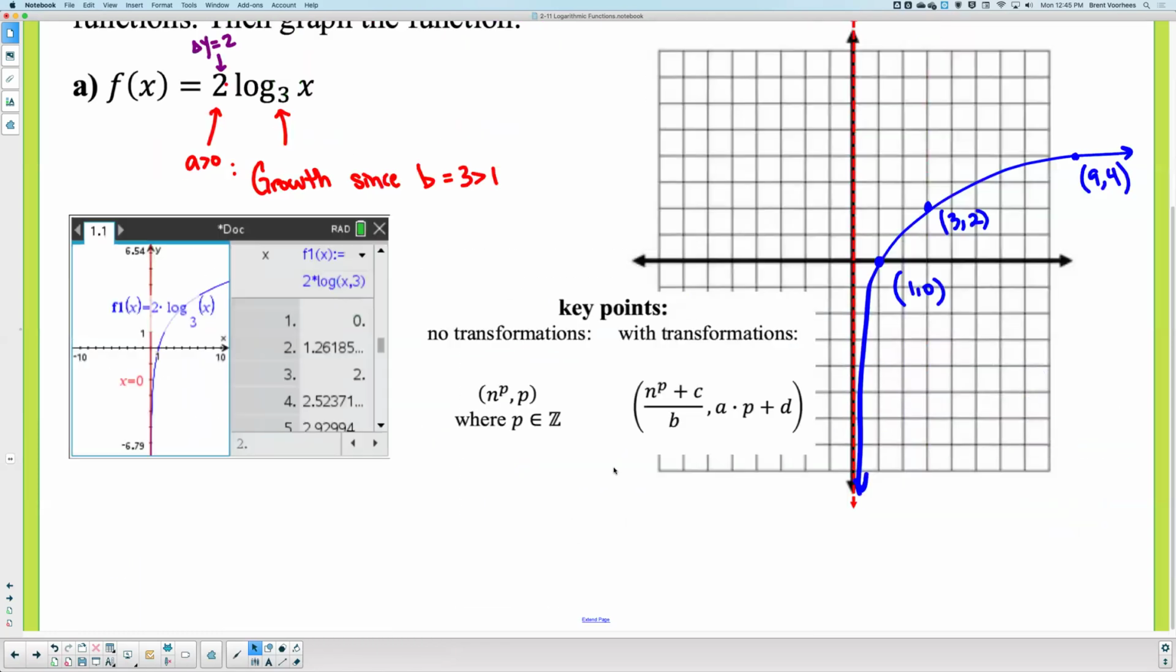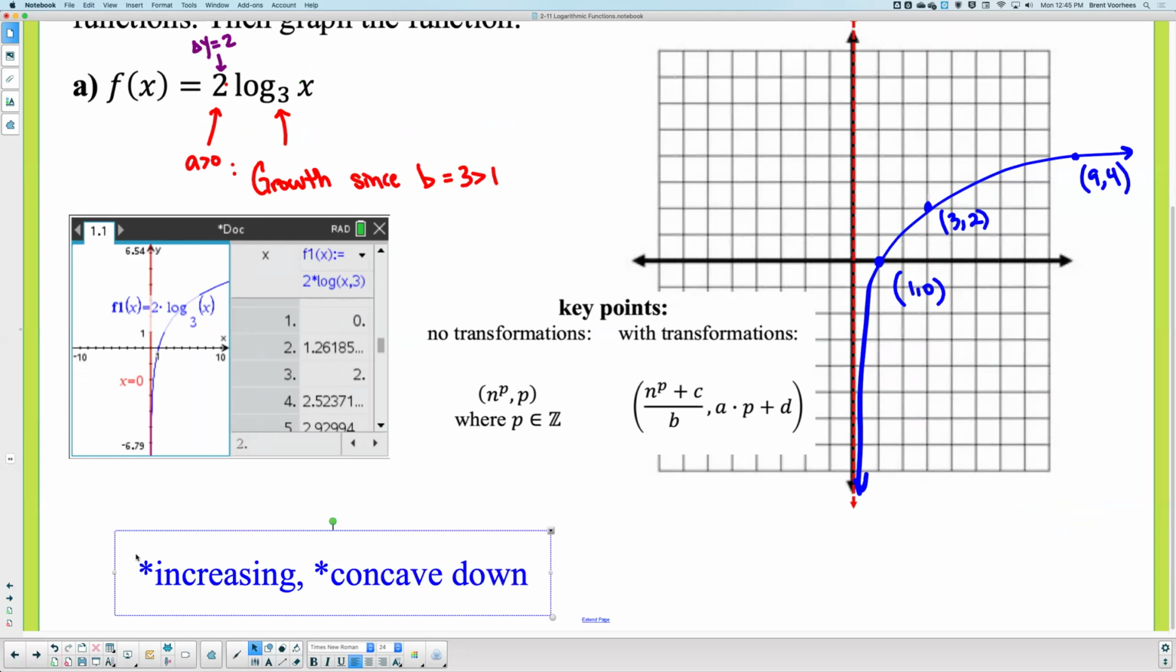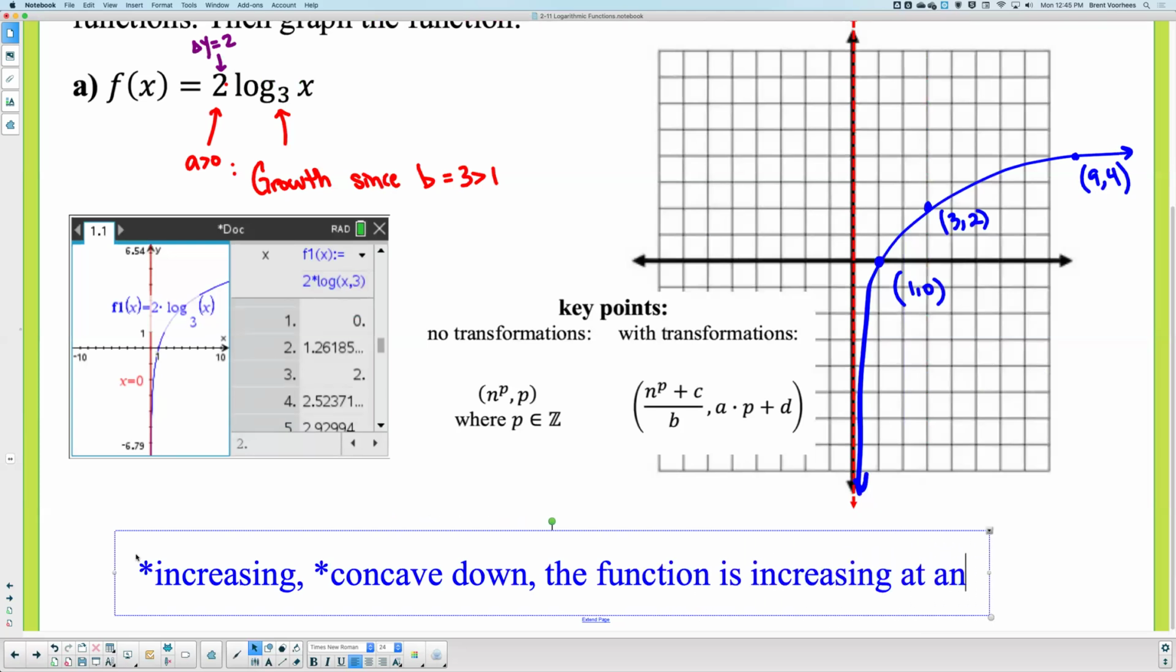Let's take a look at the last one. Would we say this is an increasing or decreasing function? Increasing function. Is it concave up or concave down? Concave down, good, it's curving downward. Therefore, the function is increasing at a decreasing rate.